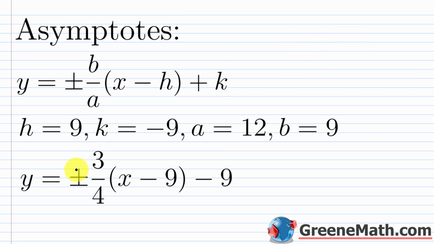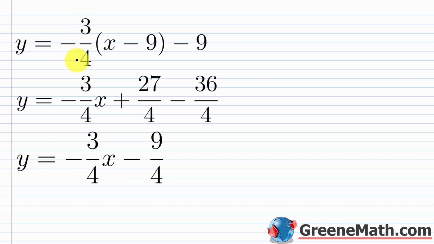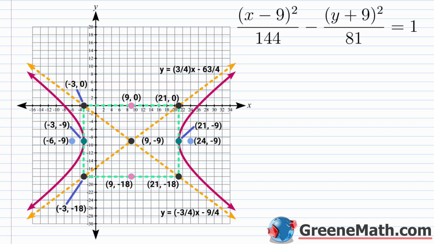So you're going to get y equals plus or minus 3/4 times the quantity x minus 9, and then minus 9. First case where it's positive, y equals 3/4 times the quantity x minus 9, then minus 9. So we simplify, we get y equals 3/4 x minus 63/4. Second case where it's negative, y equals -3/4 times the quantity x minus 9, then minus 9. So you get y equals -3/4 x minus 9/4. All right, the endpoints for the fundamental rectangle, you've got 21 comma 0, -3 comma 0, 21 comma -18, and then -3 comma -18.